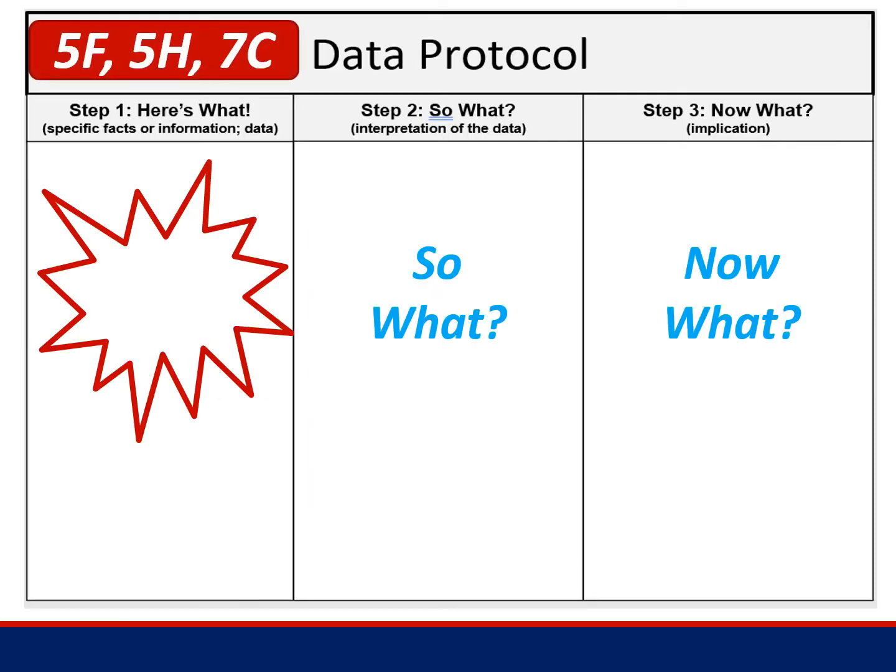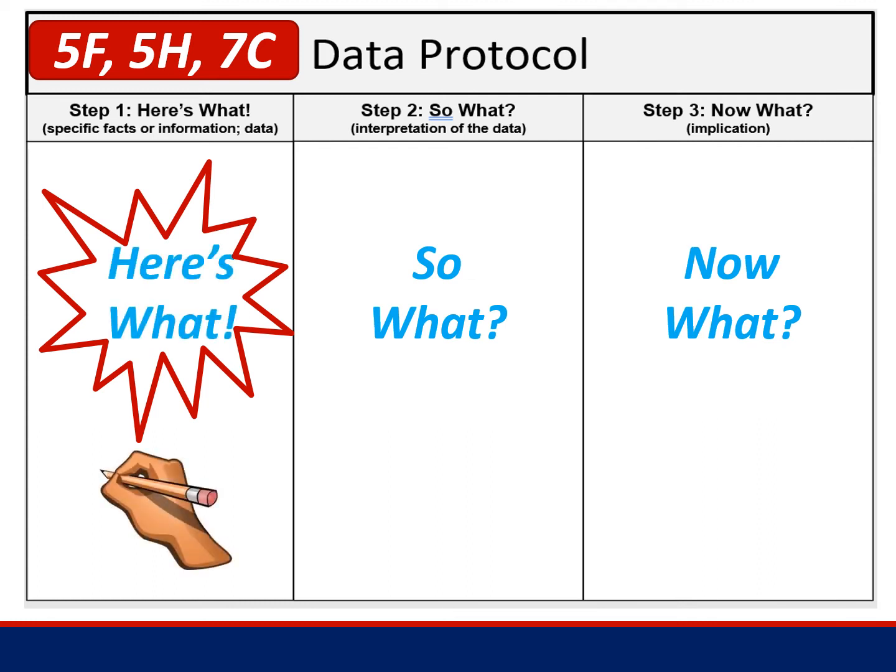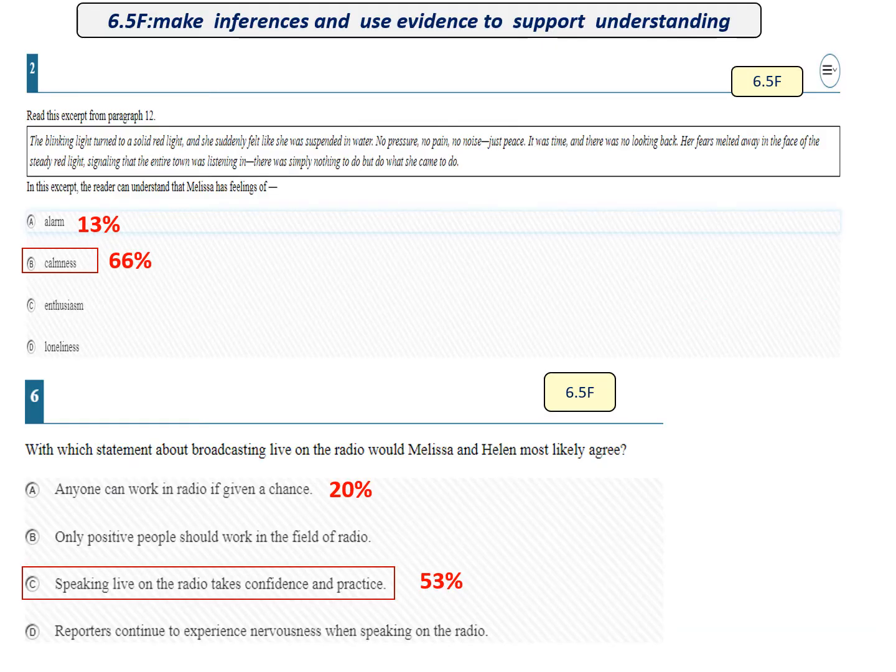We will now start looking at the data for the three highly tested SCs, 5F, 5H, and 7C. We will be looking specifically now at those questions, so be ready to take some notes. We will start by looking at the 5F questions. 5F, in fact, is a readiness standard. Remember that a readiness standard has a 60 to 70% chance of being assessed. Two of the questions, 2 and 6, were from the literary text. Those are the ones you see here.